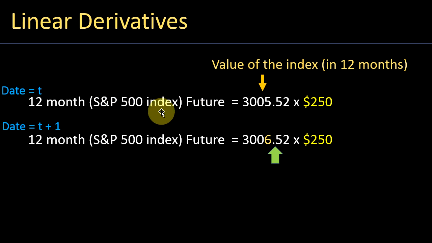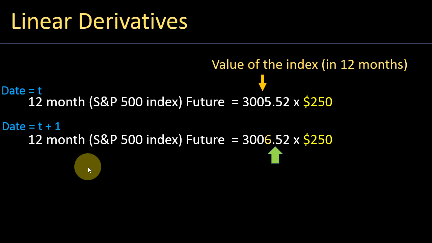Now what that means is that if you have a long position in this futures contract, in other words, if you have purchased this futures contract, you have just made a profit of $250, because you just multiply the change. From 3005.52 it has increased by 1 point to 3006.52, so you just multiply that by $250. So your futures contract has made a profit of $250 in 1 day.